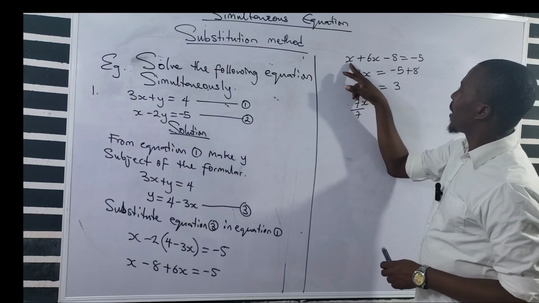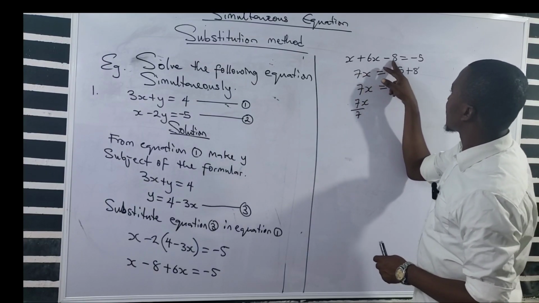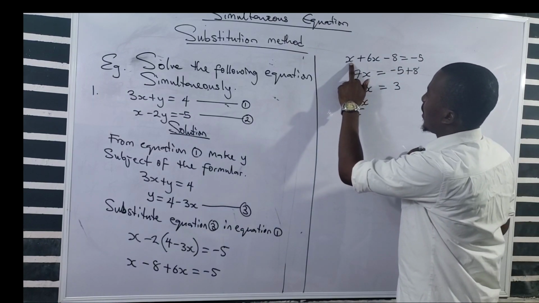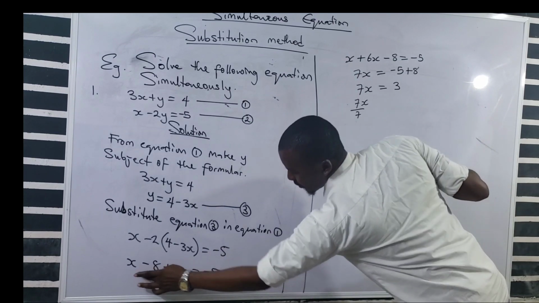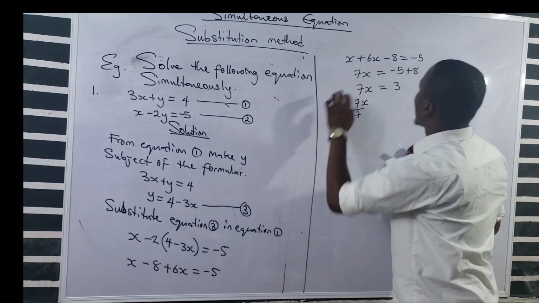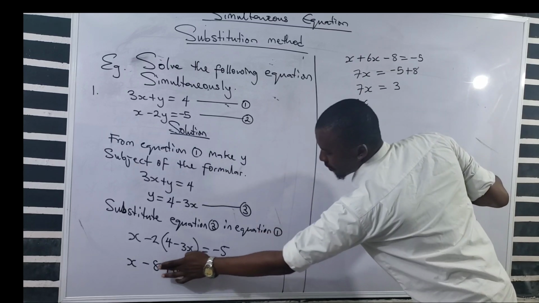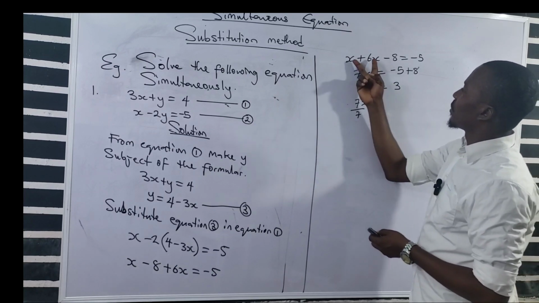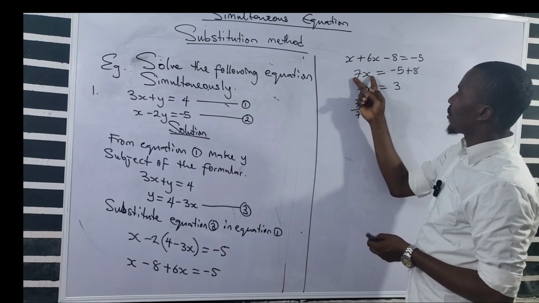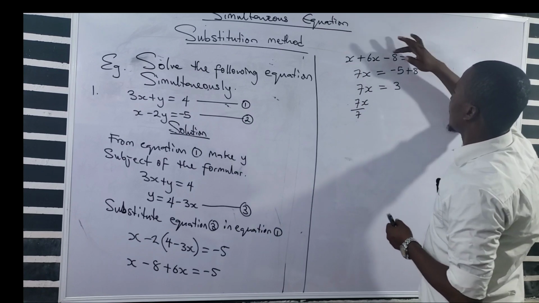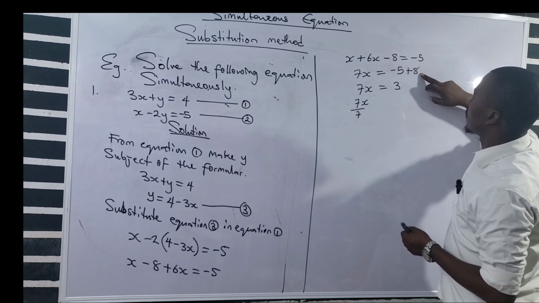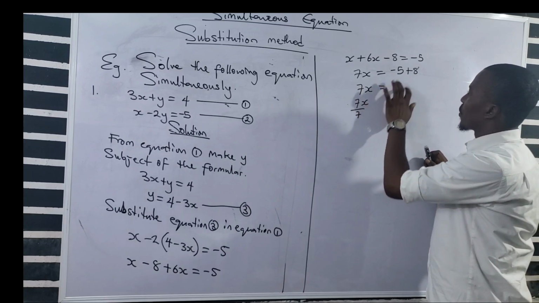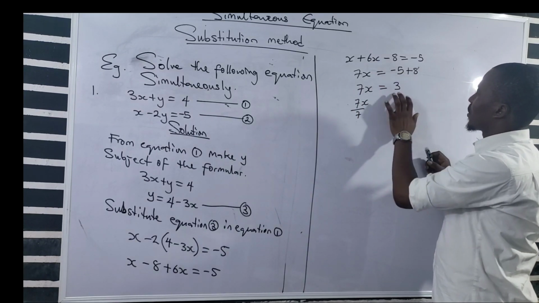This will give you x plus 6 minus 8 equals minus 5. That's because x plus 6, that's these two here, then minus 8, then you now have minus 5. So when you add these two numbers together, you are going to have 7. Then the 8 crosses over here to give you plus 8. Okay? So you now have 7x equals minus 5 plus 8, which will give you 3.